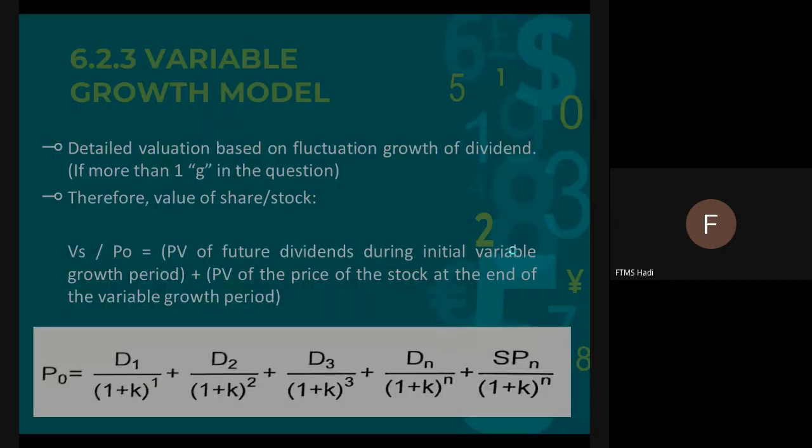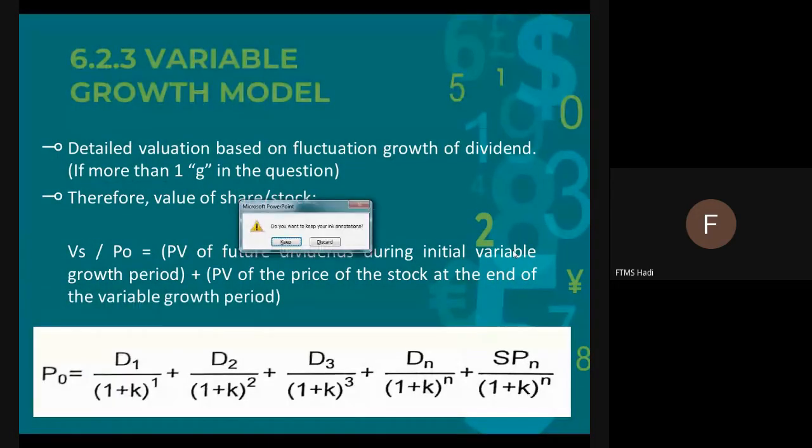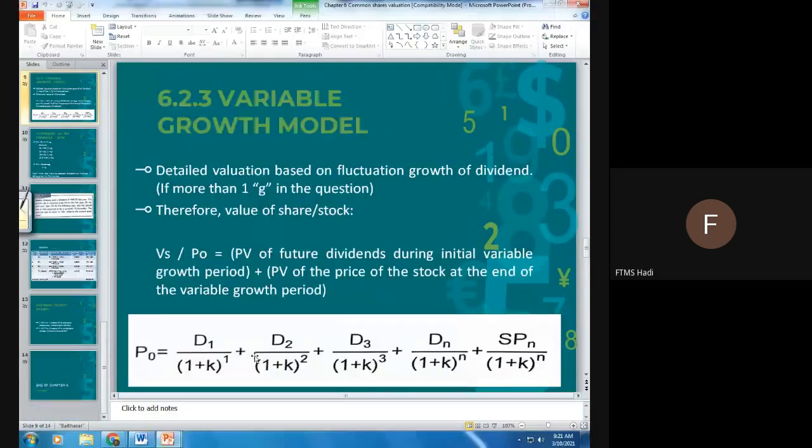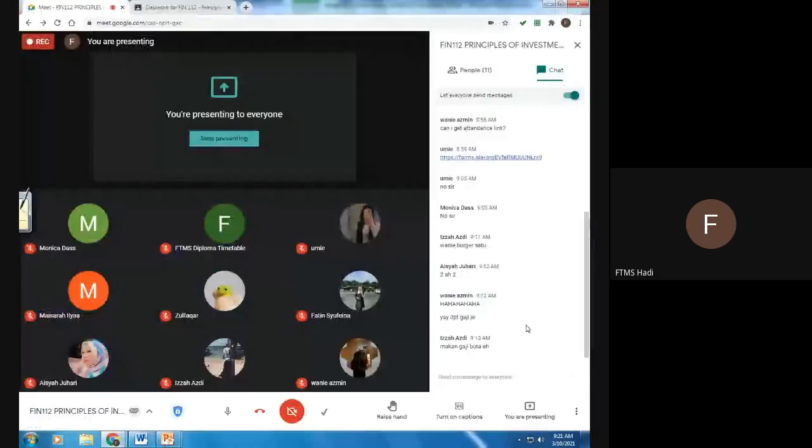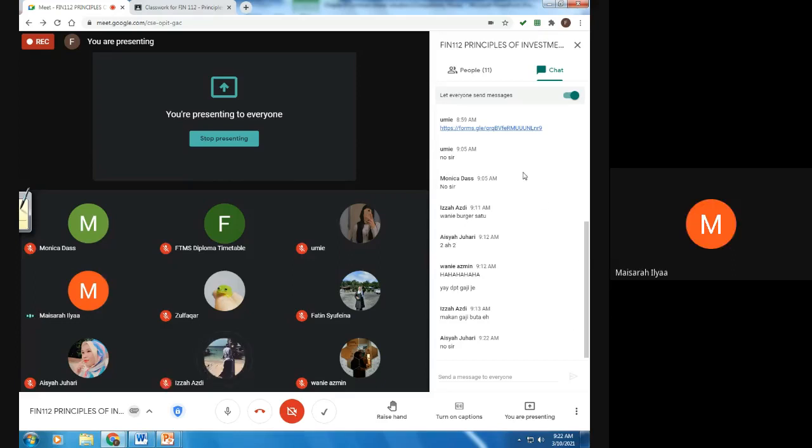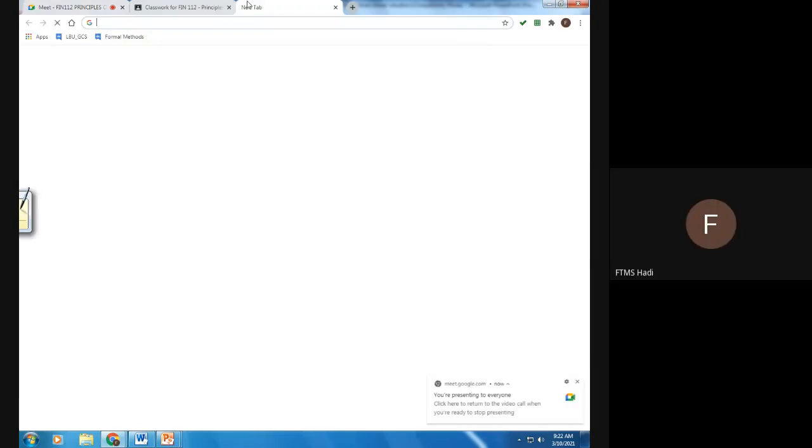Okay, before I go to this part, any questions so far? Because I want to ensure that you got what you want. Okay, alright. Any questions so far on the first model and second model? Any question? No. How about the others? No, sir. Alright, take a break, 3 minutes only. Later on I will go for the last part.